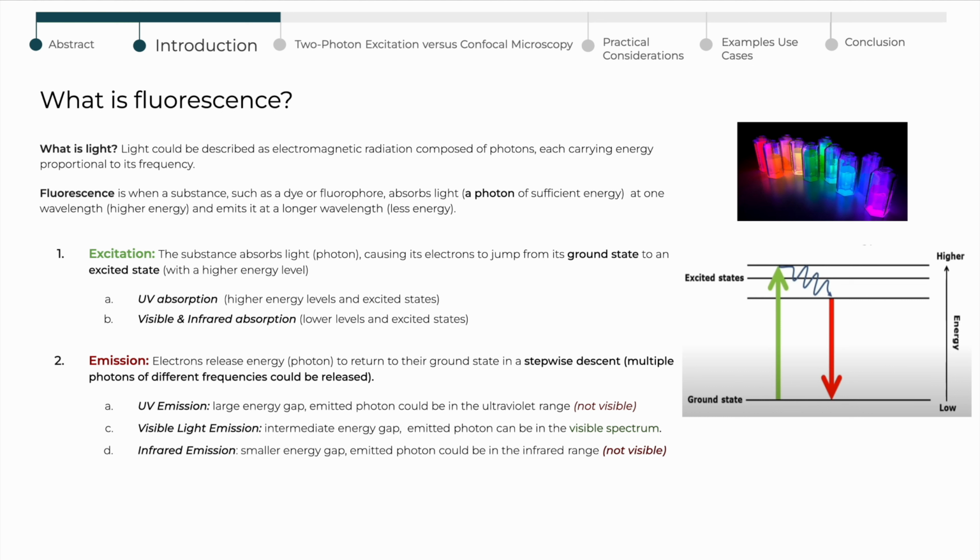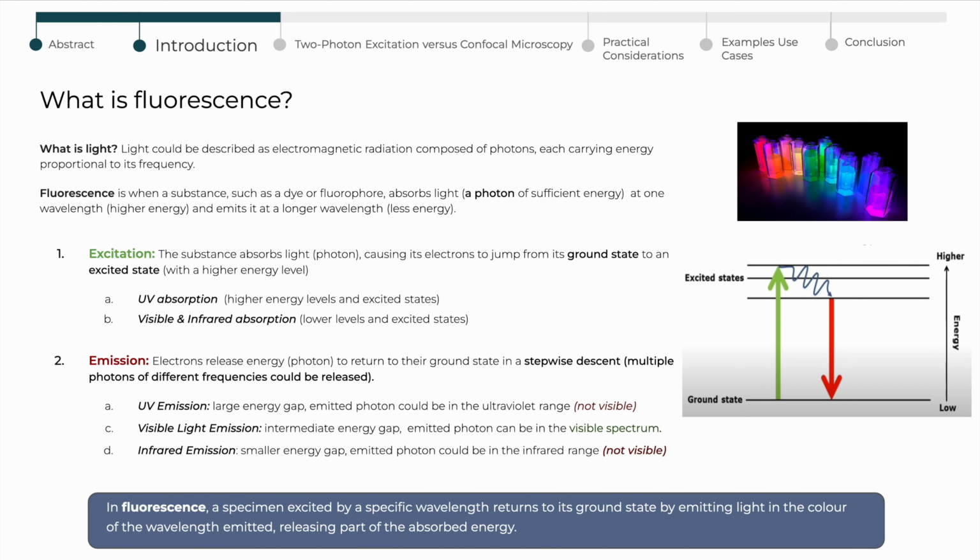As for visible light, it has an intermediate energy gap, and the photon falls into the visible spectrum, which is something that we can see. As for infrared, it has a smaller energy gap, and the photon falls into the infrared range, which again is something we can't see. So in summary, in fluorescence, a specimen excited by a specific wavelength returns to its ground state by emitting light of a longer wavelength, releasing part of the absorbed energy.